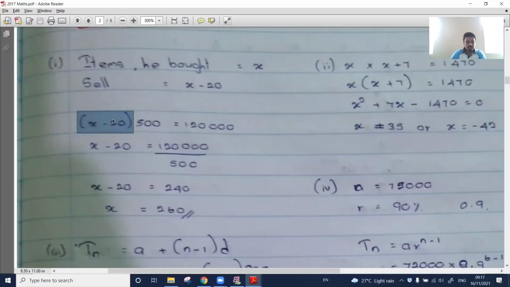This much of units they have sold at 500 rupees each.